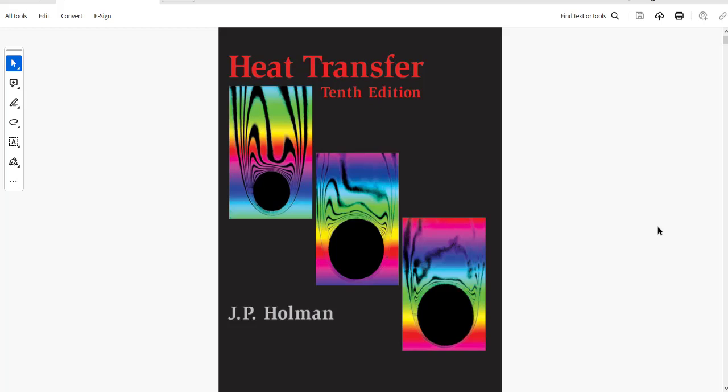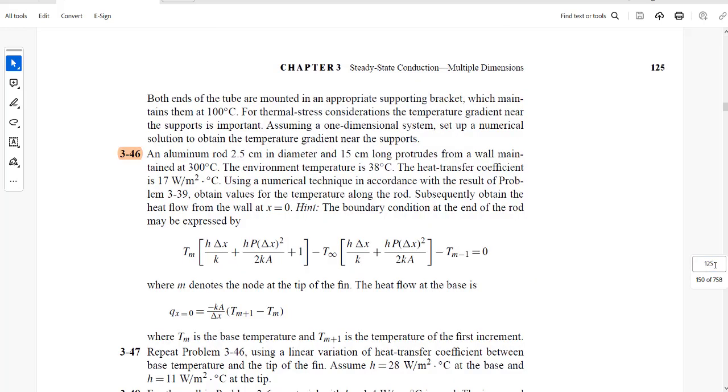In this session I want to solve another problem. As always, let me introduce Heat Transfer, 10th edition, by Mr. J.P. Holman. Let's go to the problem and solve it. This problem is from chapter 3, number 46. It has two sections, and in this section we want to discuss section 1, which is a relationship between problem number 46 and problem number 39, as the problem mentions. So let's get started.